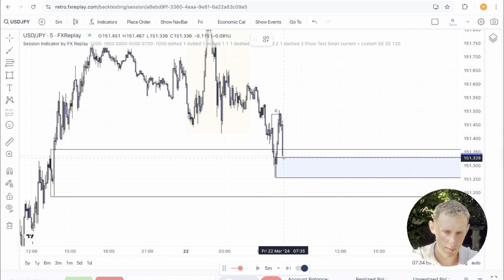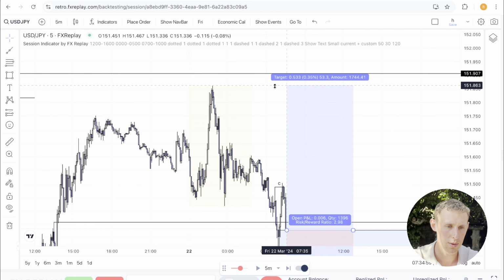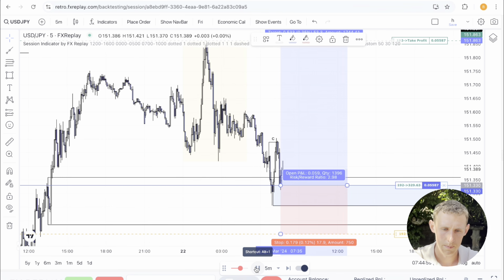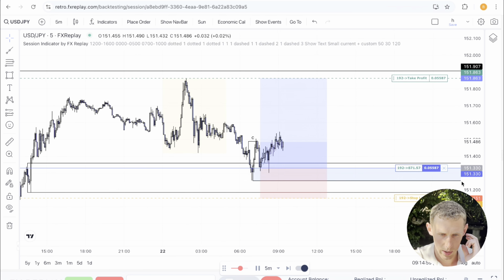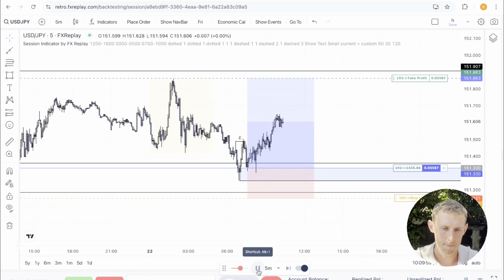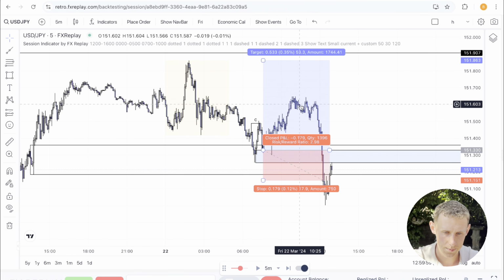So I'll enter here, slightly more conservative stop once again. And we can get a 1 to 3 targeting that high. So this is fine. Demand is holding at the moment. That was a perfect entry actually. Okay, nope. So little loss on that one.